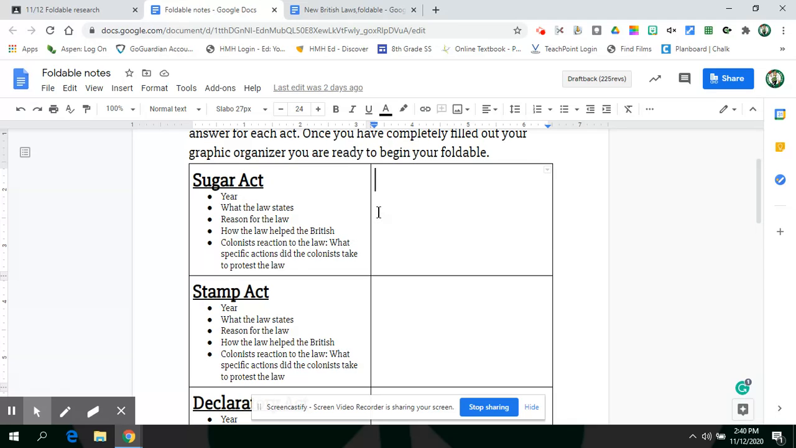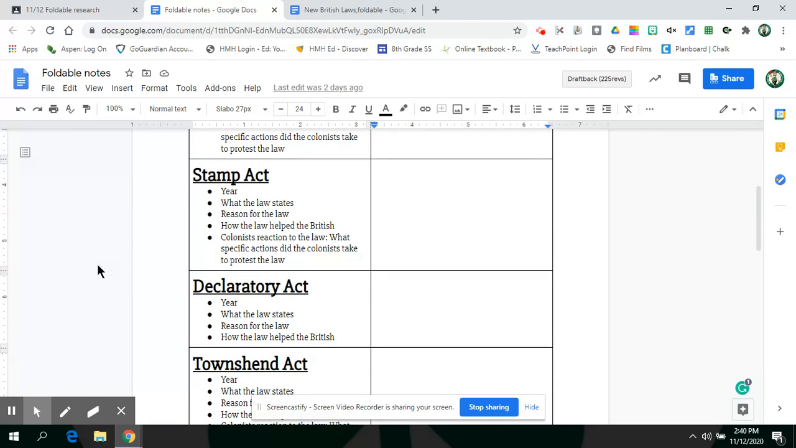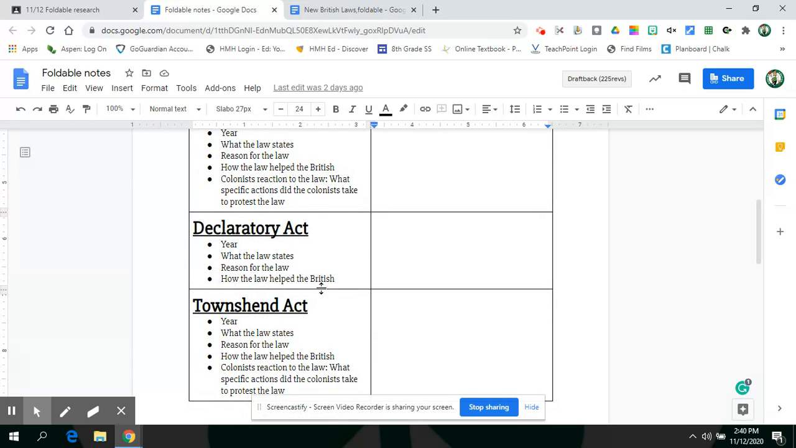That way, when you need to move stuff into your final product, which is a template of a Google Slide I've made for you guys, which I'll show you next time I see you in school, we can do that. Like I said in the rubric, the Declaratory Act is the only one that does not have that colonist reaction piece. It just ends after how the law helped the British.